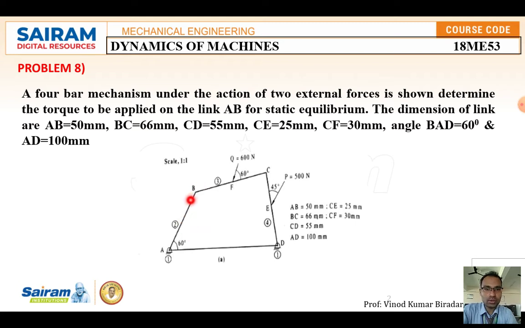For static equilibrium, the dimensions of the links are: AB is equal to 50 mm, BC is equal to 66 mm, CD is equal to 55 mm, CA is equal to 25 mm, and CF is equal to 30 mm. The angle BAD is equal to 60 degrees, and AD is equal to 100 mm. So this is the 4 bar mechanism that is given.